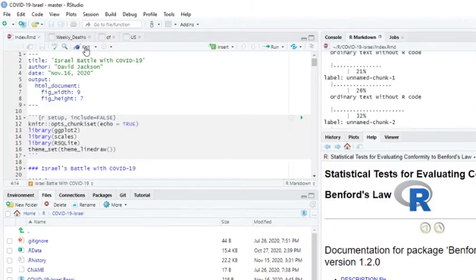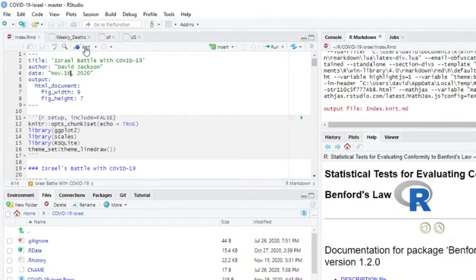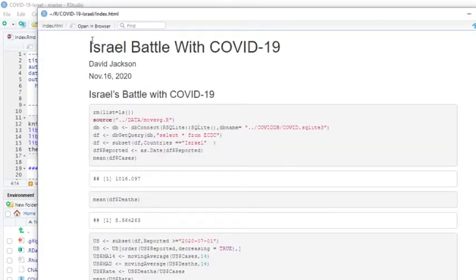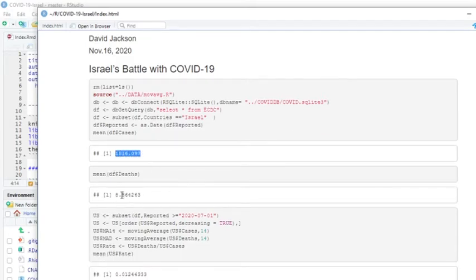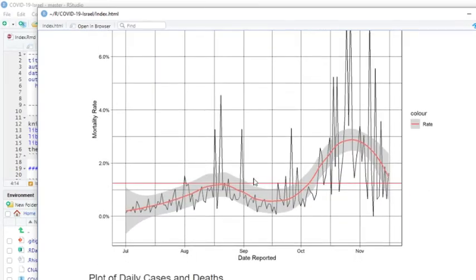Now let's take a look at Israel's numbers for November 15th, 16th. Okay, so here we go. Current 1,016 cases per day on average, but only 8 to 9 deaths per day. If we look at the mortality rate, you can see this could be good news. The mortality rate does seem to be trending back down towards the average here. If this is 1, this is 2, this is 1, this may be 1.25%. So there's a good chance that the mortality rate will fall back down below the average.